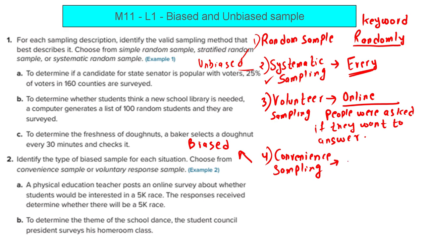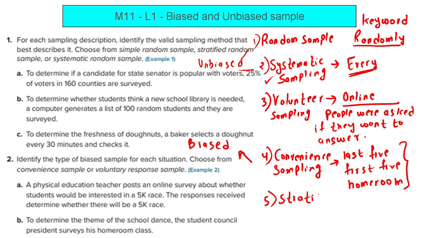Now, what are the keywords? Let's say in the question, if you see the last five, he asked the last 5 students, or he asked the first 5 students only, or you see the word homeroom. Like I know the type of question that can come, like he did the survey in the homeroom class only, or like this. If you see these kind of words, yani this is convenience sampling. The last one is stratified sampling. Okay, in the stratified, what is happening?